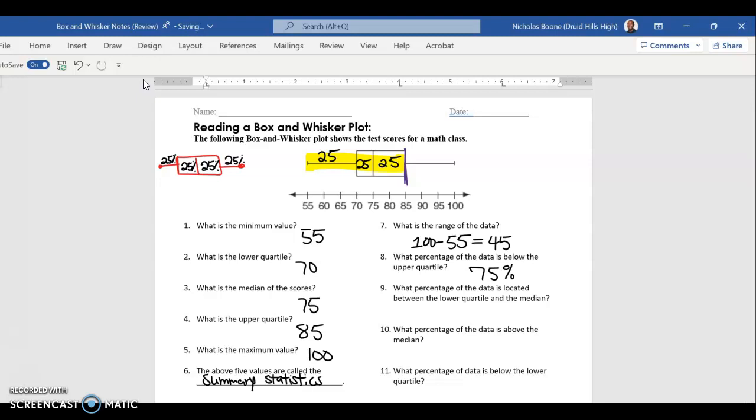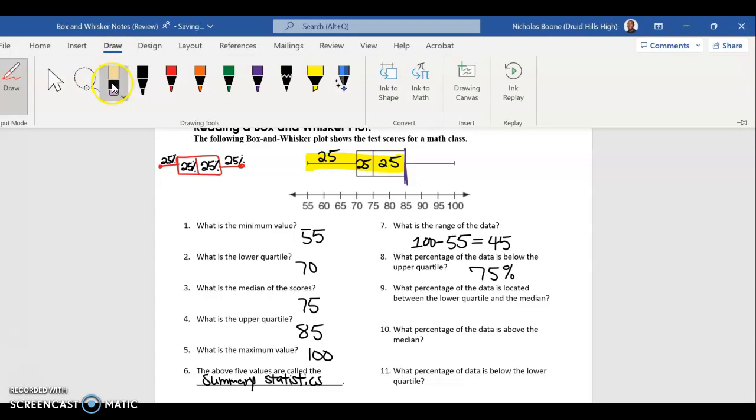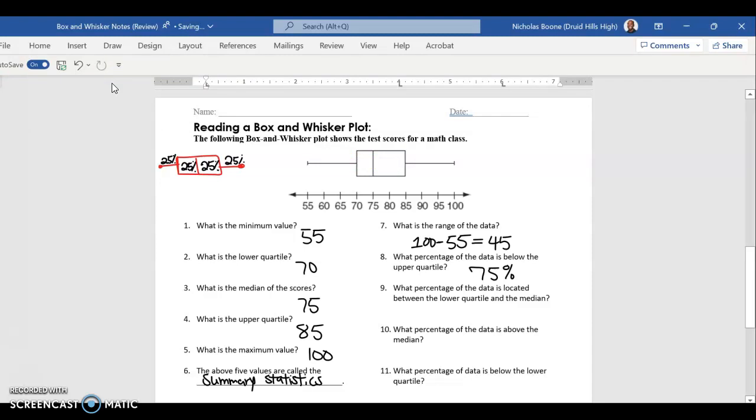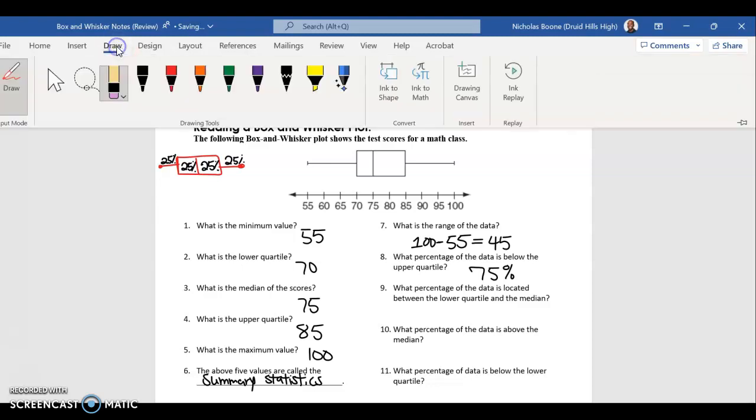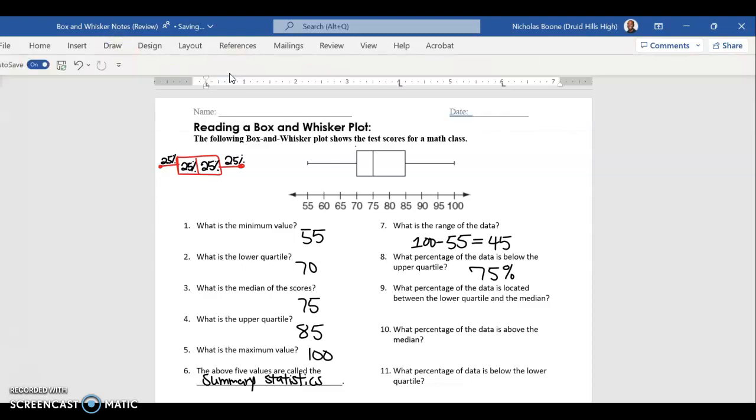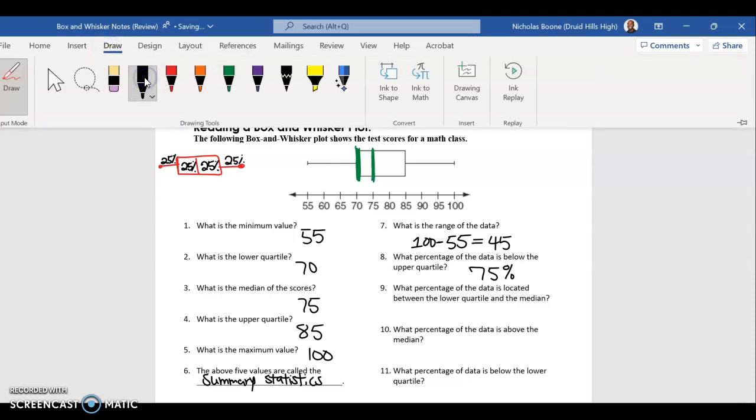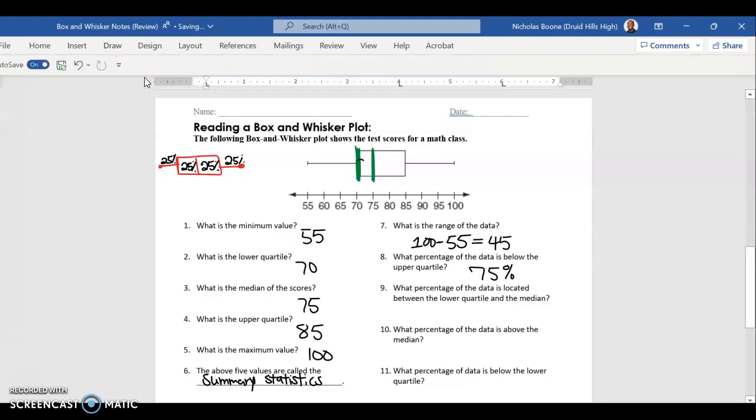Let's look at one more just to make sure you guys are understanding it. For number 9, it says, what percentage of the data is located between the lower quartile and the median? Remember, the lower quartile is located here. This is our Q1 or lower quartile. And then the median is here. In between those two pieces of information, how much data is there? Well, there's 25% because that's only one section. So that's 25% of the data.